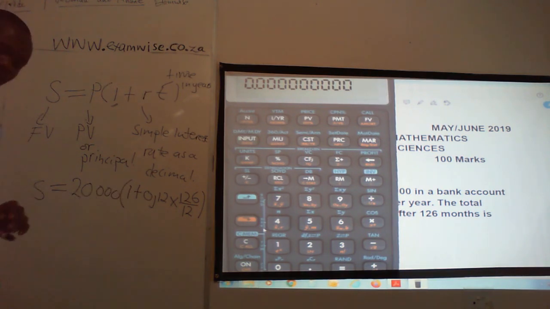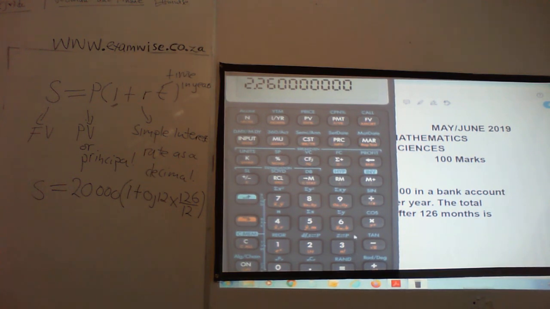Then after that we multiply by 20,000. So let us go there. So we are starting by saying 126. Then we said divided by 12. Then we press equal sign. Then we said multiply by 0.12. Then we press our equal sign. Then after that we said plus 1, and then we said equal. So we are done by the items inside the brackets.